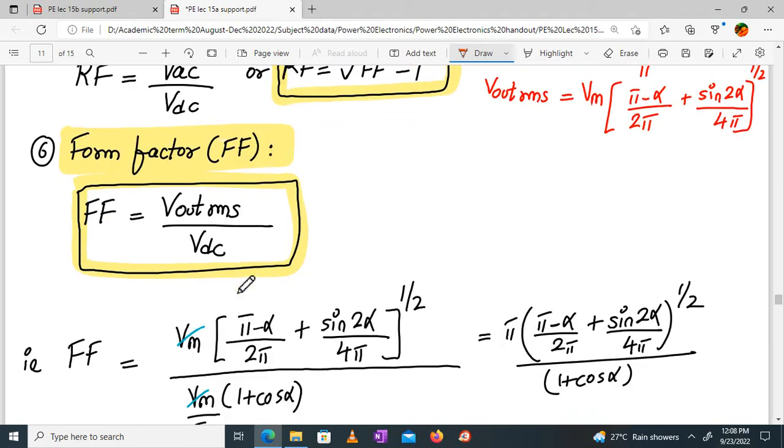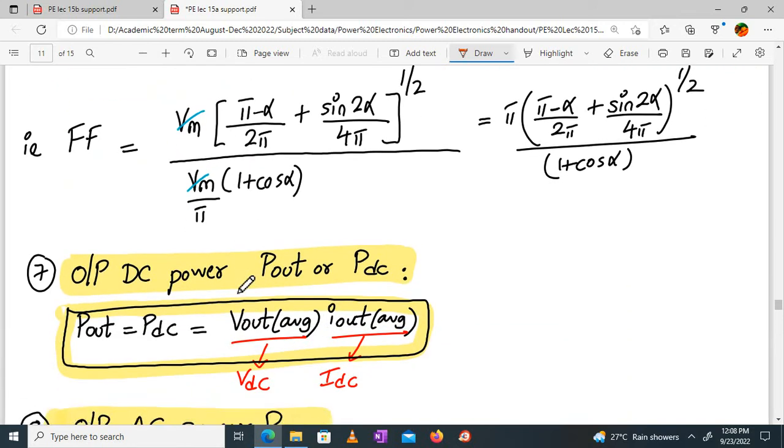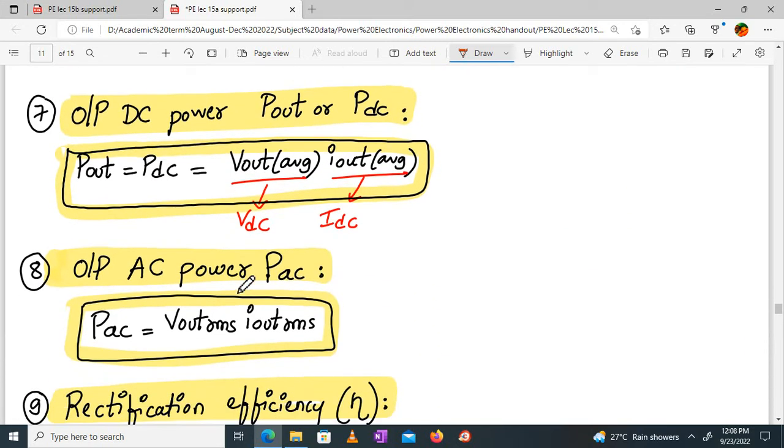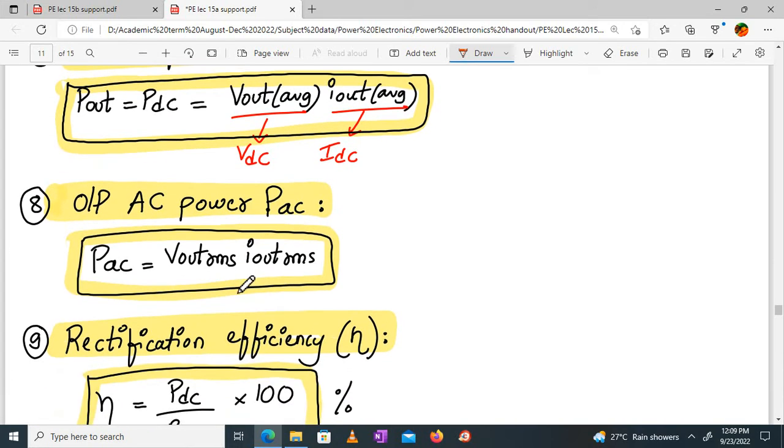Okay. Don't write this complex thing. Then write down output DC power P out or PDC. It's V out average into I out average. Then output AC power, that is V out RMS into I out RMS.